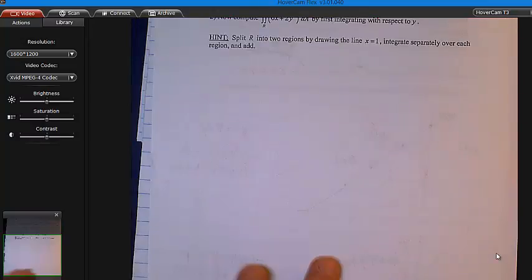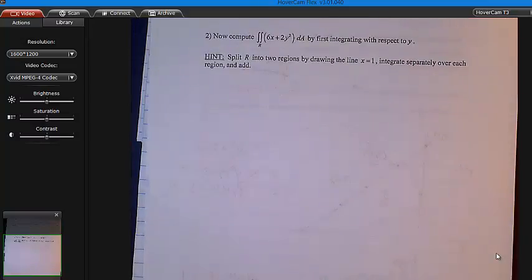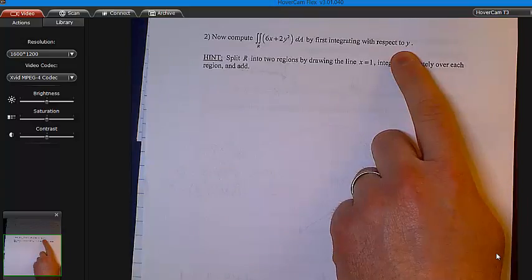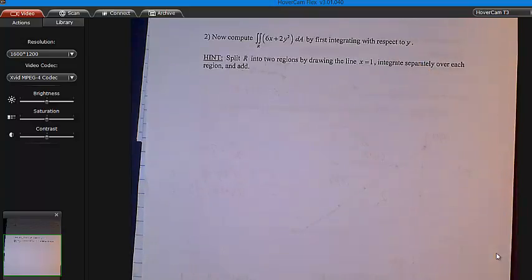Now the challenge is, can we do it again by first integrating with respect to y? I remember when I first learned this, I always wanted to integrate first with respect to y because I liked y as functions of x. I didn't like sideways parabolas. And then I got over it, and I want you to get over it.